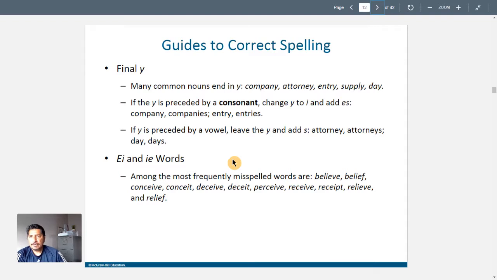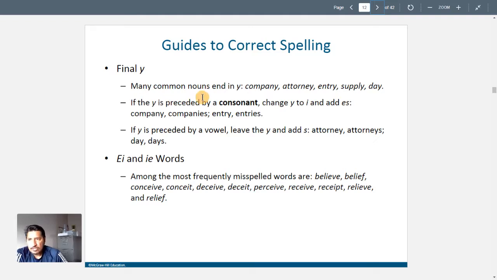Guides to correct spelling. One of the biggest problems when you start writing, there are software available. For example, Microsoft Word has a spell check. You can run that utility in order to address or correct your problems.